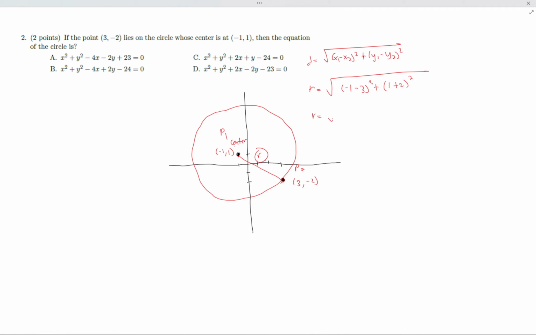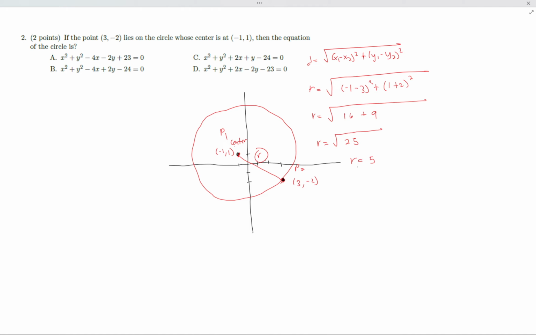Now let's proceed. This is negative 1 minus 3, so that is negative 4 squared, which becomes 16. And then this will become 1 plus 2, that is 3 squared, which becomes positive 9. In this case, our radius will be the square root of 16 plus 9. So this will become 25, I believe. So r is equal to the square root of 25. So now r must be 5. That is the square root of 25. That is the radius of our circle.